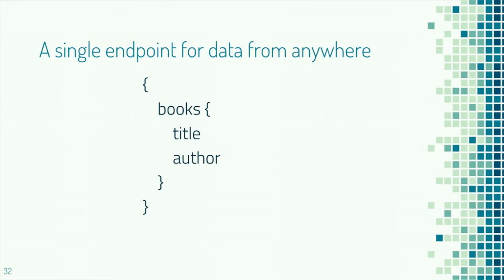So what this means is you have a single endpoint for data from anywhere. You have this list of books. We don't care where it comes from. We have a title and an author from those things too. Again, we don't care where it comes from. If you're building a product, ultimately, that stuff is going to get resolved by an API anyway.